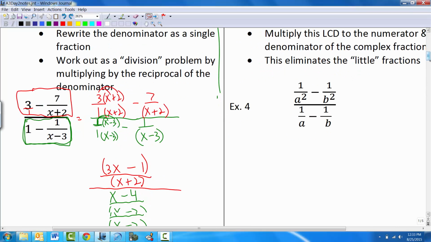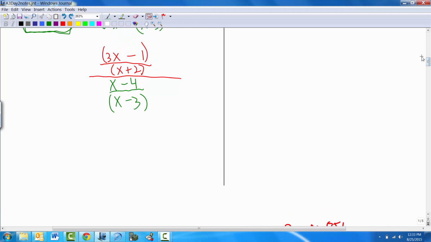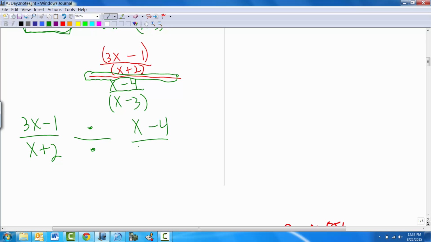Okay, so then what do you do next? You treat this, no, you actually treat this as a what? Division. Now I'm going to overwrite this. 3x minus 1 over x plus 2 divided by x minus 4 over x minus 3. Now, always in your student work, you could probably skip a couple of these steps. I'm trying to over-explain this so you understand what's happening. How do you deal with that division statement? What do you do with it?